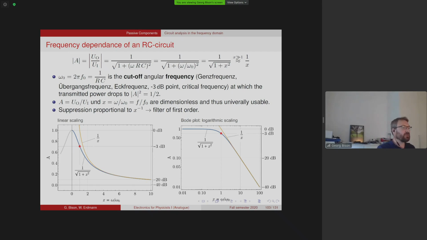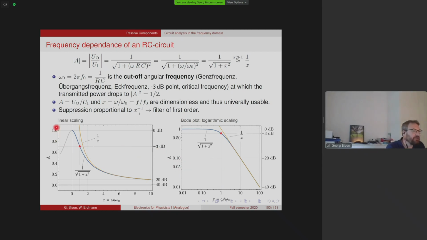Okay, as I said, using the transfer function, which is a ratio of 2 amplitudes, and this x variable, which is a ratio of 2 frequencies, 2 angular frequencies or 2 real frequencies, makes everything dimensionless, and thus the graphs that I show here are universally applicable.